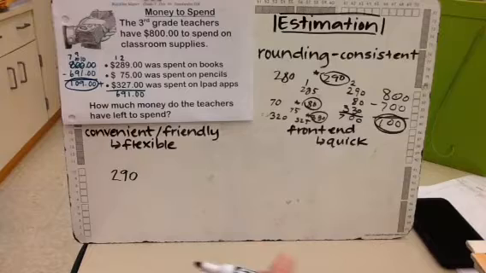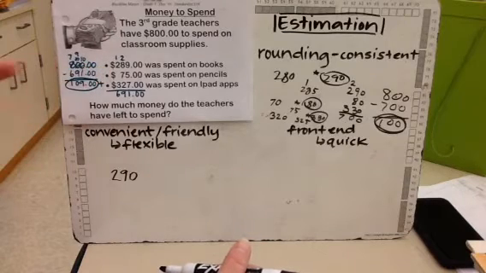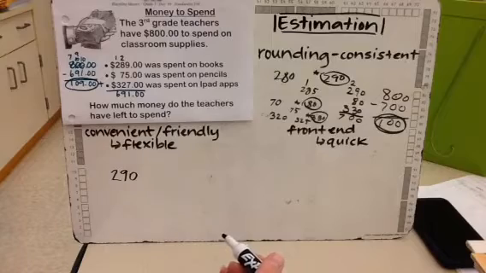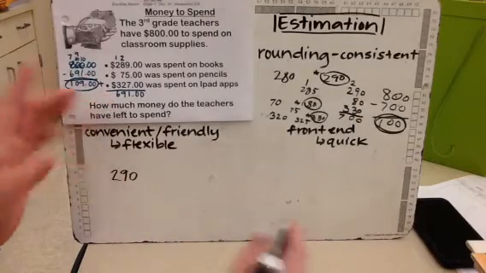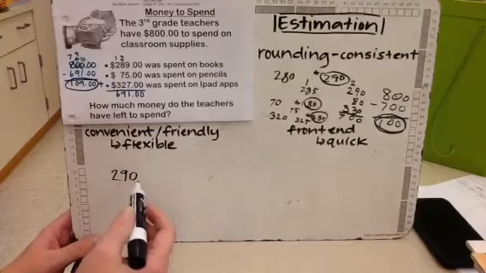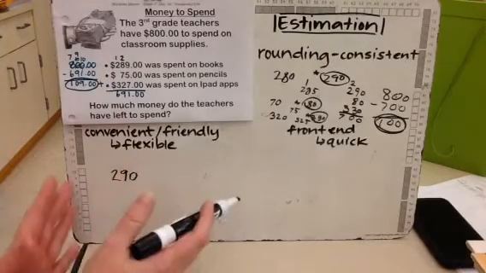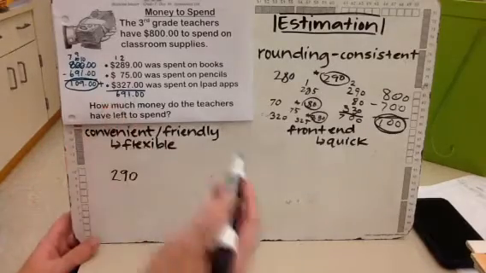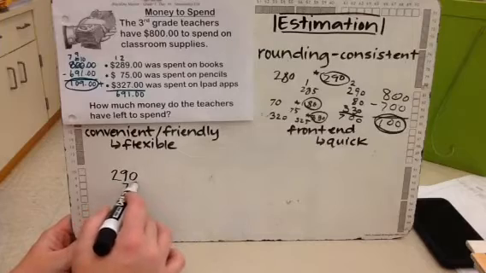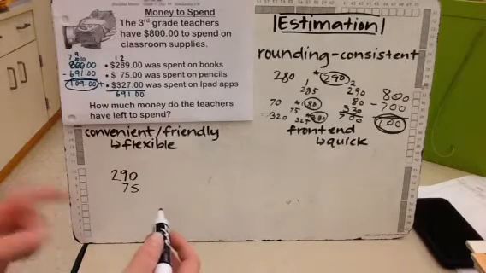But the further you get away from the actual number, the less accurate your estimate is going to be, or the further away your estimate might be from the actual. So just keep that in mind. So I'm just going to use 290 because it's kind of making it a nice equal 10. 75, I'm going to leave it just the way that it is because 5s work well with 10s.